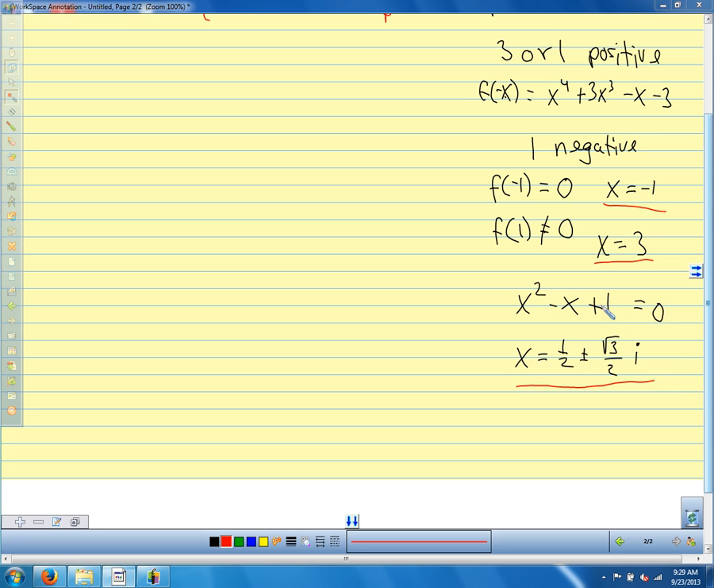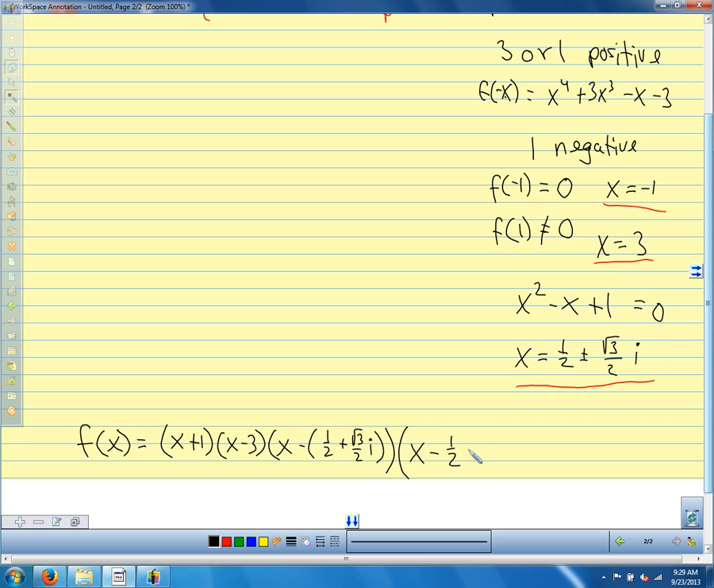So then if we wanted to write out our function in completely factored form, what I would do is write f of x equals, and I'm going to write out my parentheses. So what goes in the first parentheses? X plus 1. Second parentheses, x minus 3. Third parentheses, x minus one of these roots, 1/2 plus the square root of 3 over 2i. And in the fourth parentheses, x minus the other root.